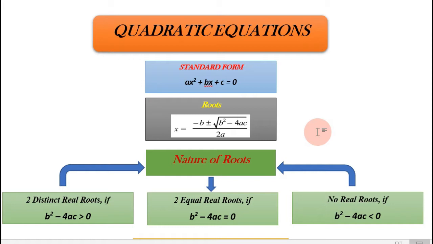To check the nature of roots, we have to compare the discriminant with 0. Here the discriminant is b square minus 4ac. This is called the discriminant. When you compare this with 0, if the discriminant is greater than 0, then we will get two distinct real roots. If b square minus 4ac equals 0, then we will get two equal real roots. And if b square minus 4ac is less than 0, then we will not get any real root. So this is how we can find the nature of the roots.